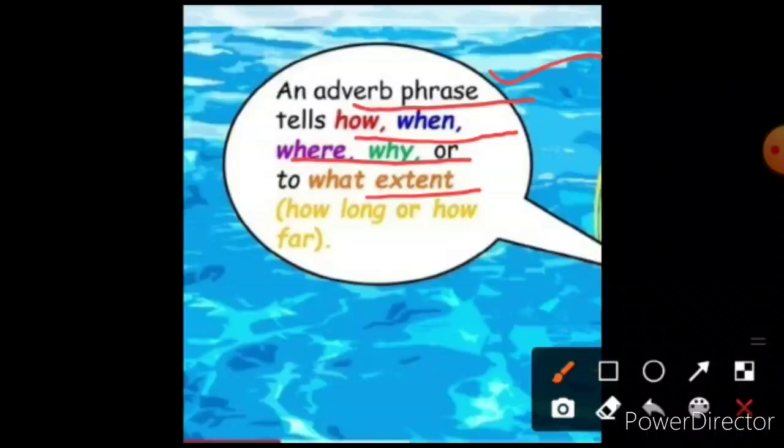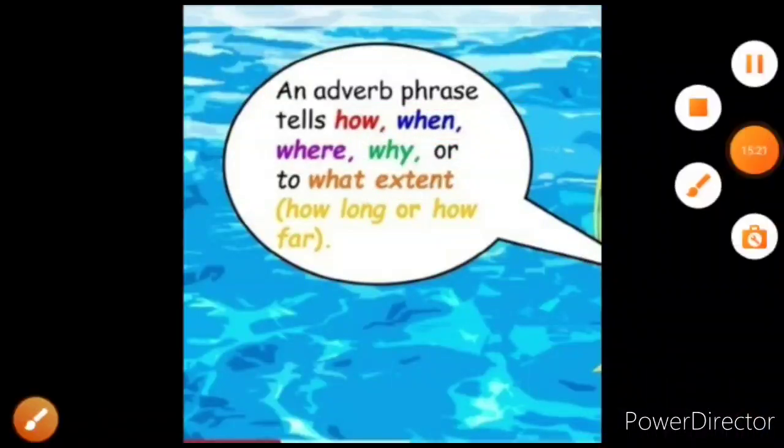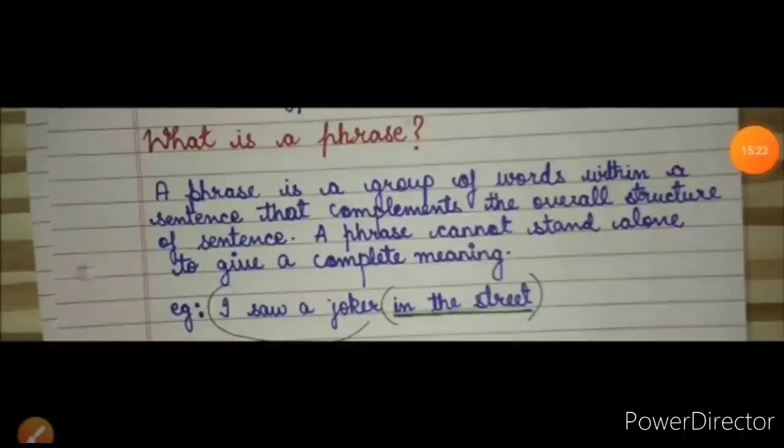Okay, so let's move further. Before doing adverb phrases, I'm gonna tell you the definition and the different types of phrases, so that you learn how these phrases work. Okay, so let's start. Now first of all, what we are going to look at is the question: what is a phrase?